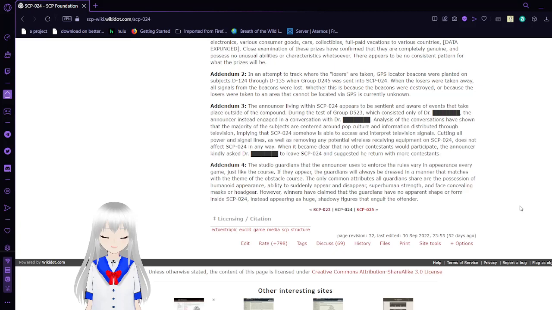However, winners have claimed that the guardians have no apparent shape or form inside SCP-24, instead appearing as huge, shadowy figures that engulf the offender.